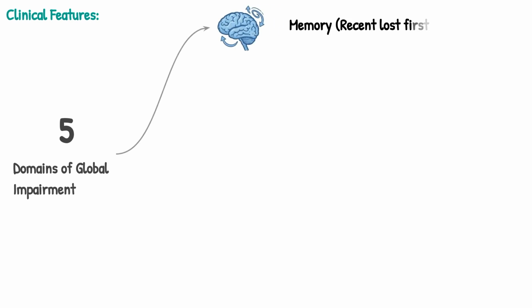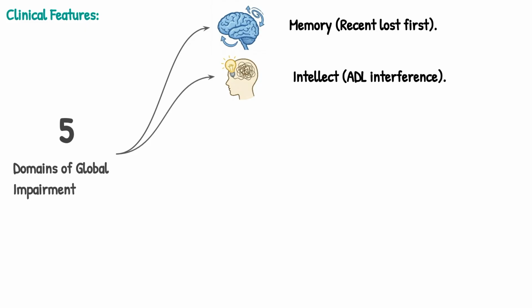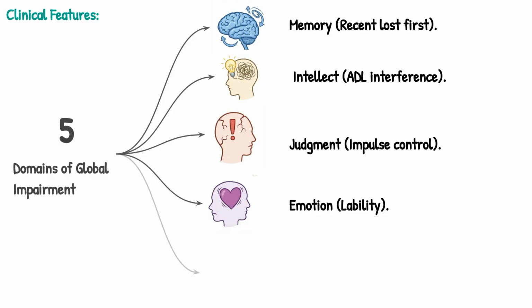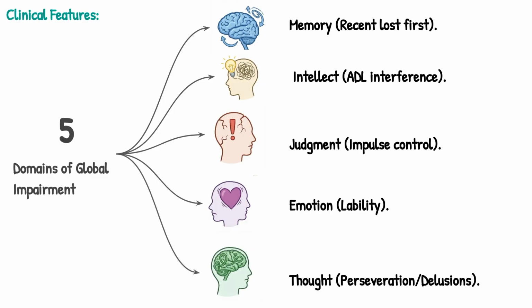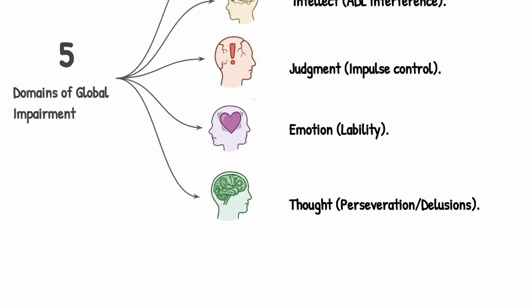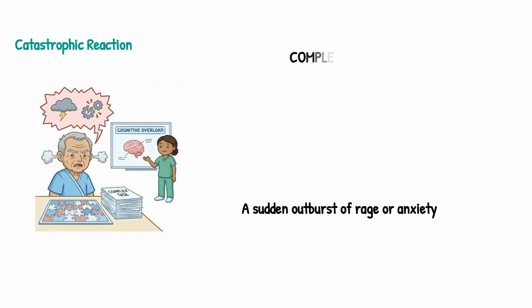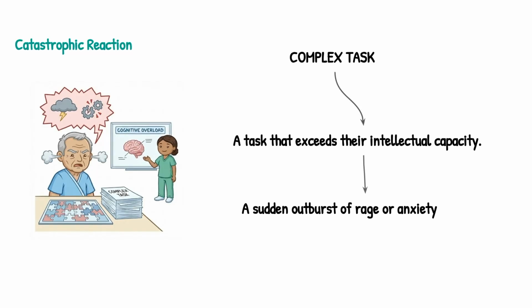The 5 domains of global impairment in clinical features are memory, recent memory loss first; intellect, impaired thinking leading to difficulty in ADLs; judgment, poor judgment, reduced impulse control; emotion, emotional lability, irritability/apathy; thought, perseveration and possible delusions. A catastrophic reaction is a sudden outburst of rage or anxiety when a complex task exceeds their intellectual capacity.